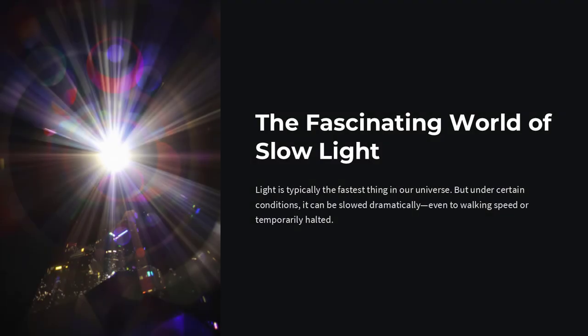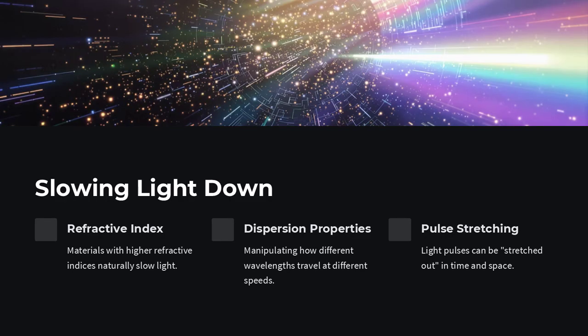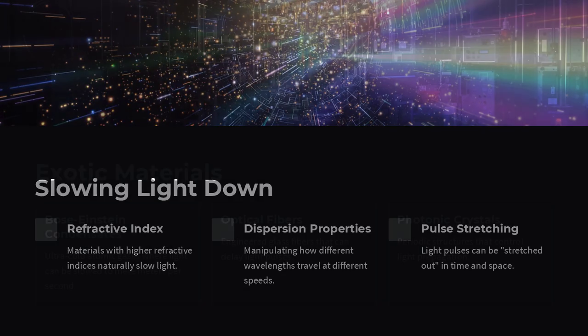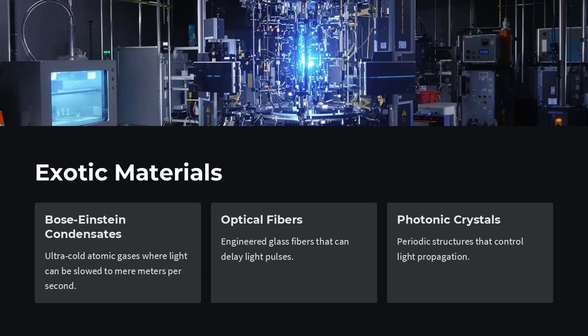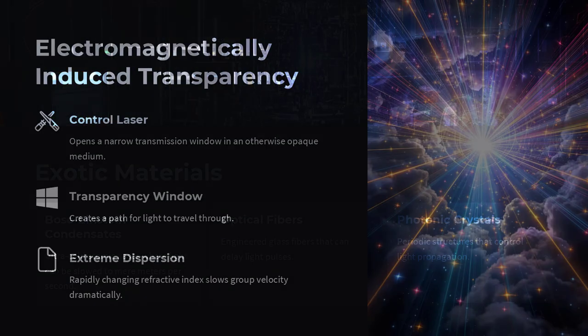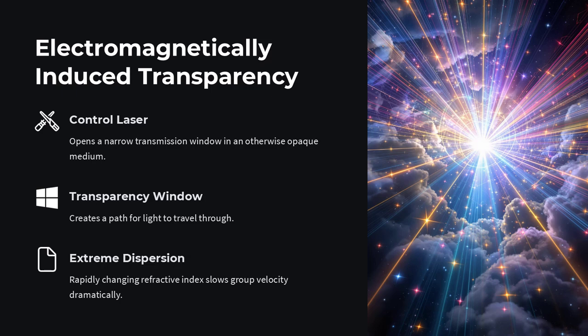We usually think of light as the fastest thing in the universe, racing through space at nearly 300,000 kilometers per second. So the idea of slowing light down sounds paradoxical, almost like trying to delay a lightning bolt. But remarkably, in the right conditions, light can indeed be slowed dramatically, down to walking speed, or even brought to a temporary halt. This phenomenon, known as slow light, has been observed not only in exotic materials like Bose-Einstein condensates, but also in engineered systems like optical fibers and photonic crystals.